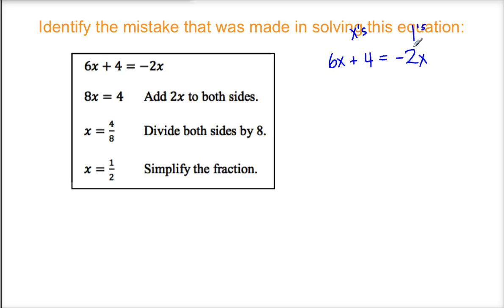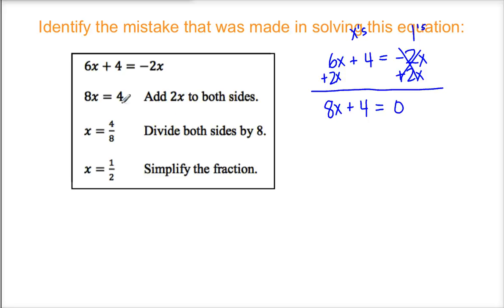Okay, so that means this negative 2x is on the wrong side. It needs to be over here. So I need to get rid of it on this side. So the 0 pair with a negative 2x is a positive 2x. So I have to add 2x on both sides. Okay, and that's good. That's what they said that they did. So when I add 2x on both sides, then I have 8x plus 4 equals negative 2x plus 2x. That combines to be 0.